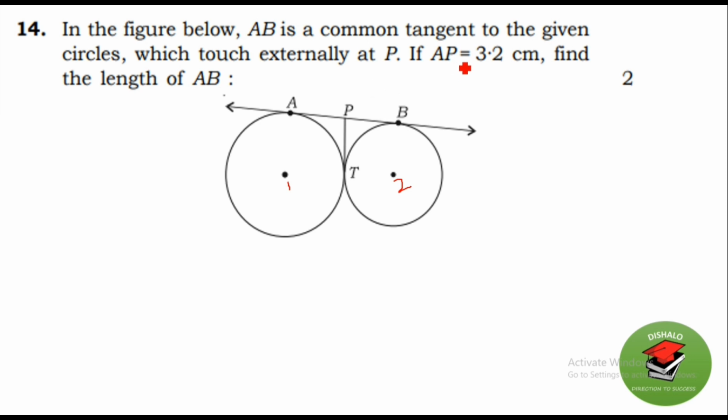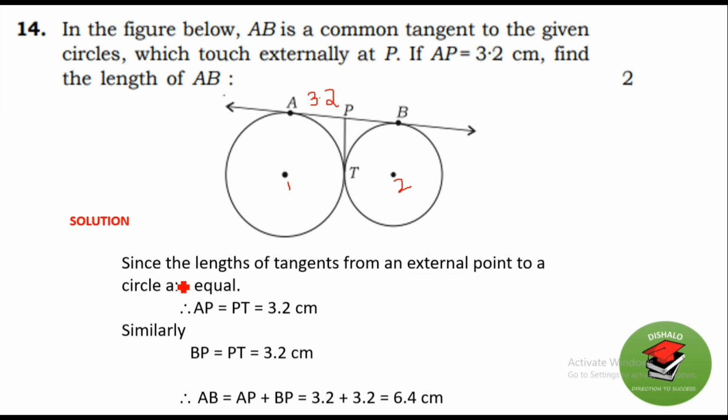If AP is 3.2, find the length of AB. So AP is given as 3.2. You have to find the length of AB. So let us see the solution.